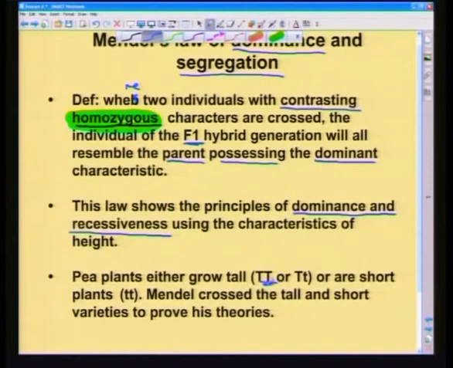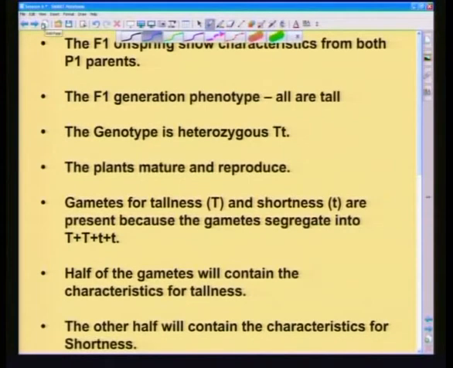All right, pea plants grow either tall or short. So here they'd be homozygous dominant, here they would be heterozygous, and here, your tt, which is your homozygous recessive, are little dwarf plants. Mendel crossed the tall and the short varieties to prove his theories. So if we look, the F1 offspring show the characteristics from both parents. The F1 generation phenotype, all are tall. The genotype, they are all going to be heterozygous.